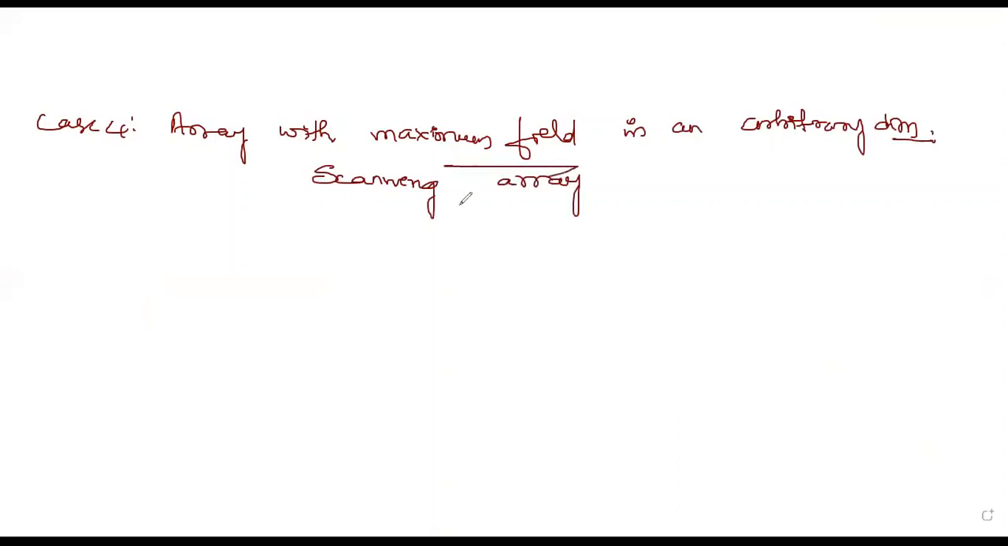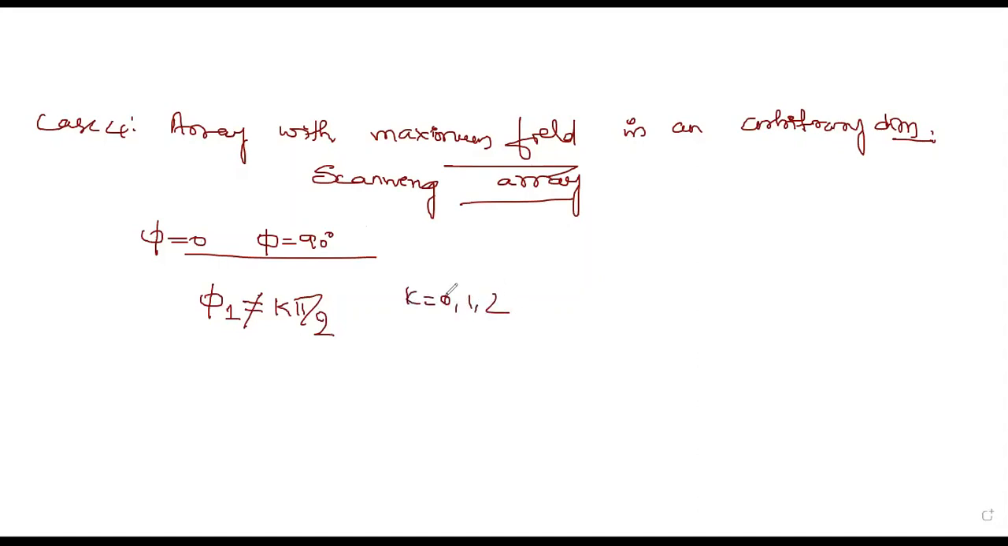Again, here also, just a simple difference. Whenever we consider an array with a field pattern, there will be some direction where your phi will have some value. Because if you consider the end-fire array, it is 0. If you consider the broadside array, it is 90. Similarly, here we are not going to equate it to some specific value. In this case, the phi value is not equal to k pi by 2, where k takes the values 0, 1, 2. We know the xi equation, that is dr cos phi plus delta.